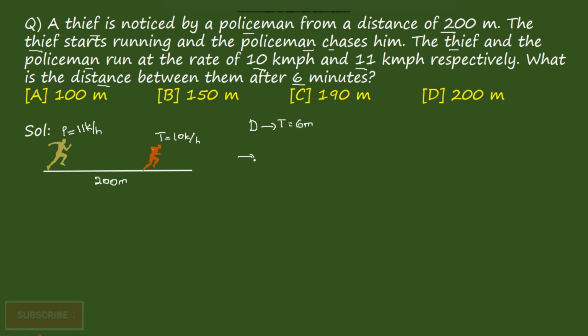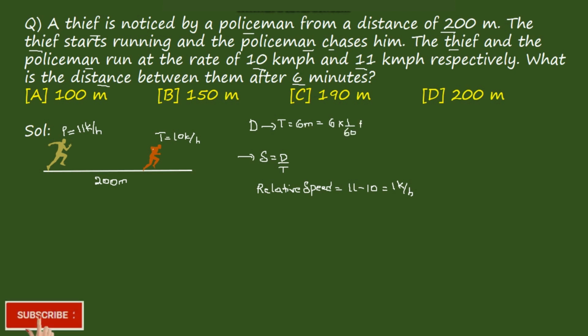The general thing that we know is that speed is equal to distance by time. Here, we will be finding the relative speed between the police and the thief. That gives 11 minus 10, which is equal to 1 kilometer per hour. Here the time is 6 minutes, so we are converting it into hours. Then it becomes 6 into 1 by 60 hours, which is equal to 1 by 10 hours.